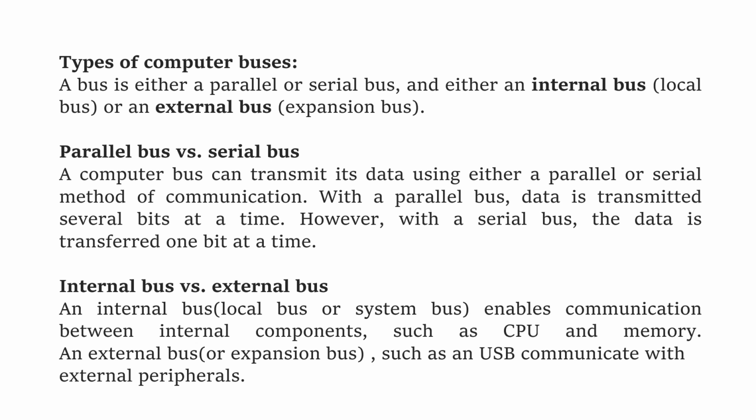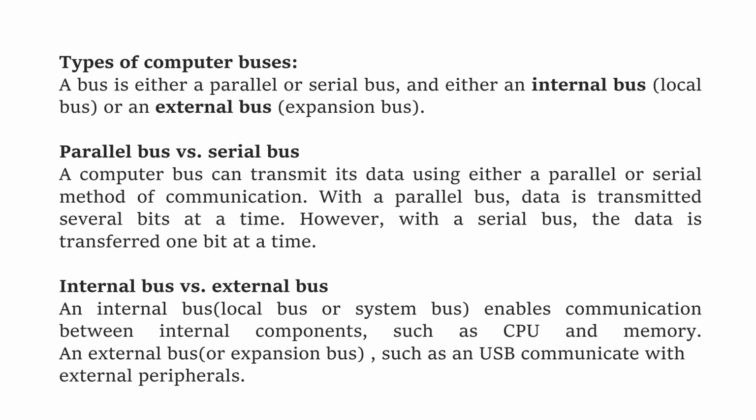Now we can see what a parallel bus and what a serial bus is. In the parallel bus, data is transmitted several bits at a time. And with the serial bus, the data is transferred one bit at a time. This is the difference between the parallel and serial bus.